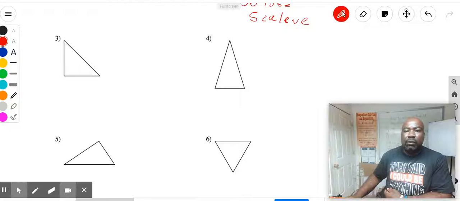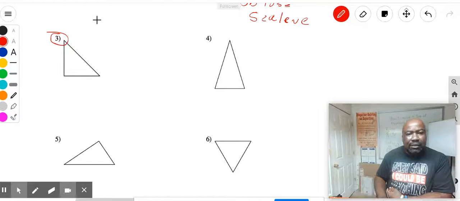Now, number four, let's go to three real quick. Three right here, I noticed that there is a right angle. And then I look at the sides, and these sides look congruent. So this is a right isosceles.